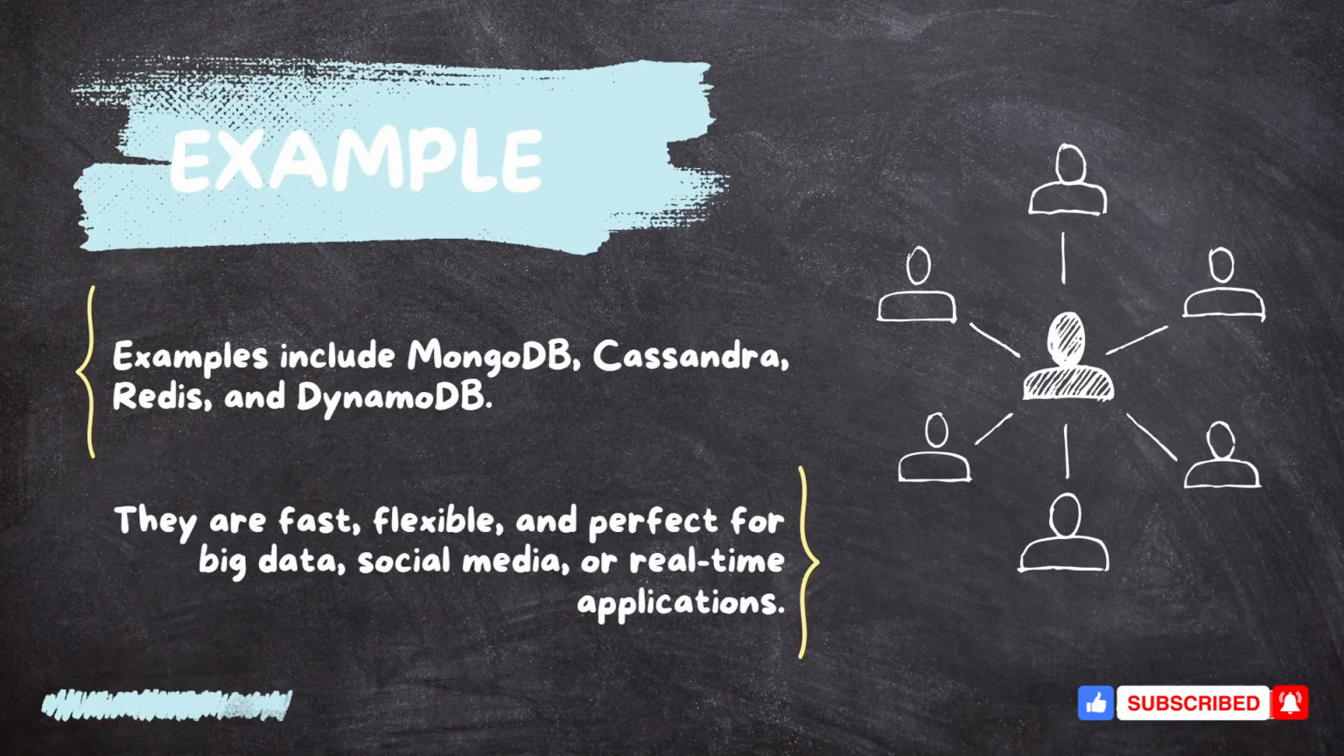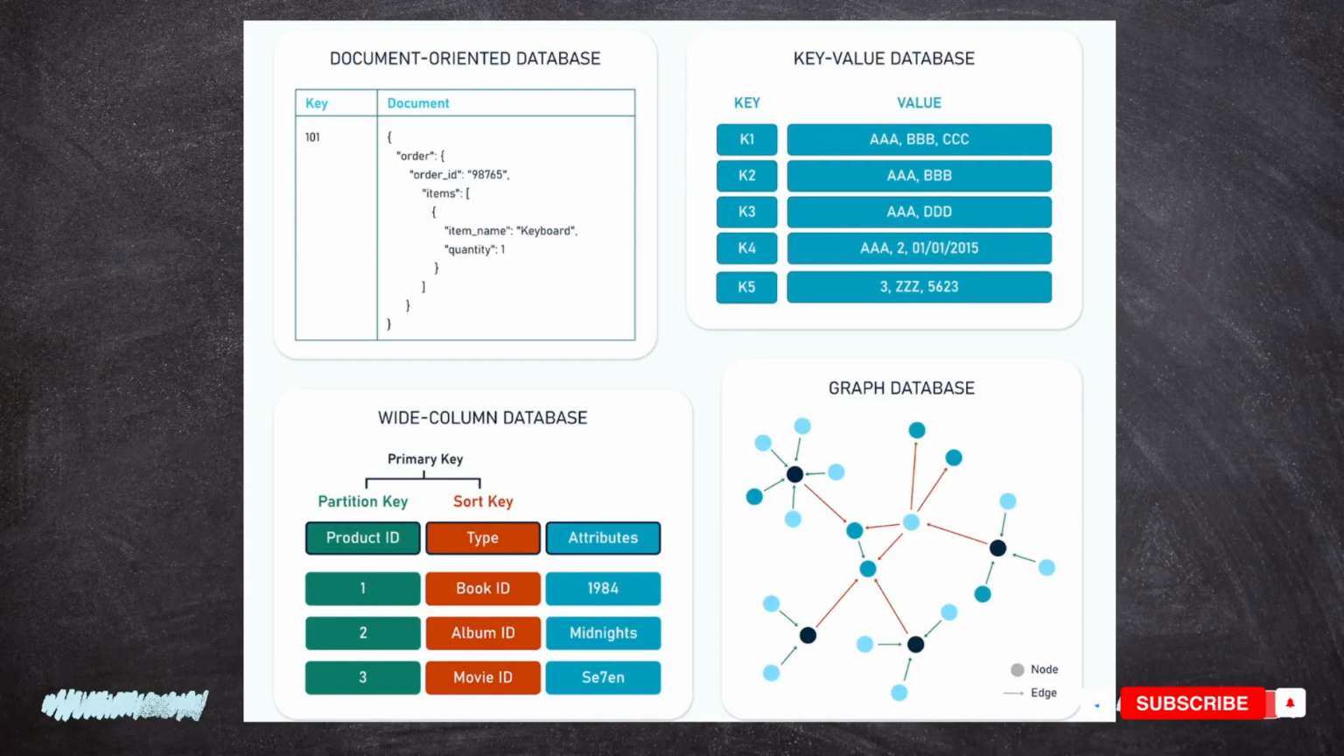Now, when we come to NoSQL database, examples may include MongoDB, Cassandra, and DynamoDB. It is fast and flexible. It is perfect for social media and real-time applications. So, it is stored in a document format, a key value format, in a wide column database and graph databases.